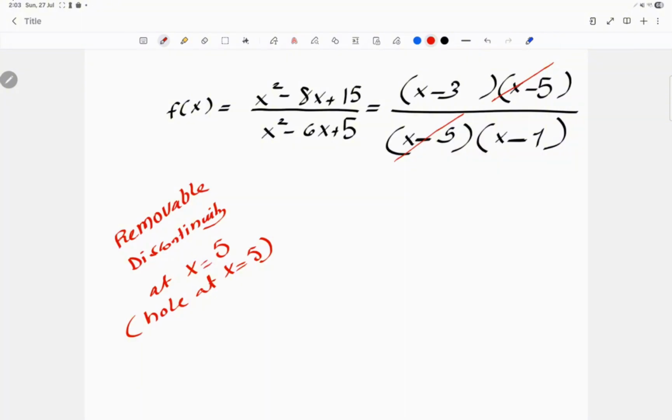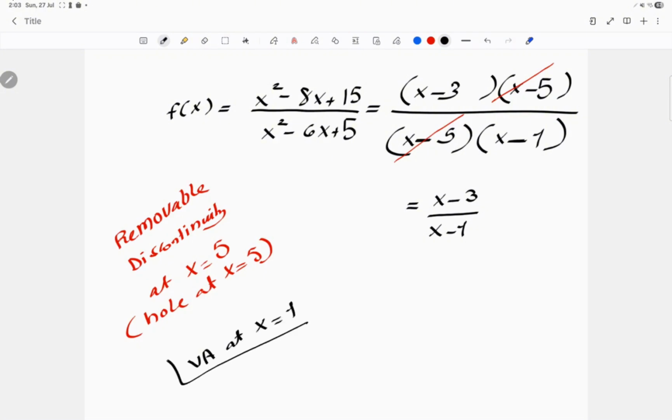So that's how it works. Now, our function is going to end up being x minus 3 over x minus 1. What x value, if I were to place in the bottom of the function, will make the bottom 0? 1. That means I have a vertical asymptote at x equals 1. So I have two things, right? At 5 and also at 1. All right?